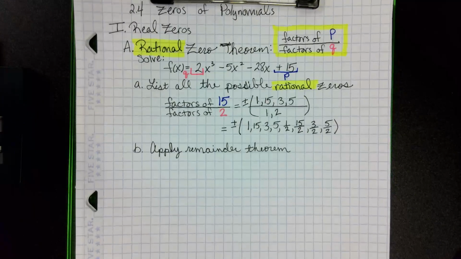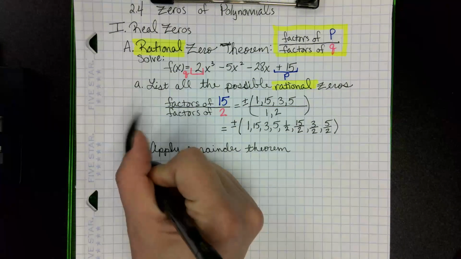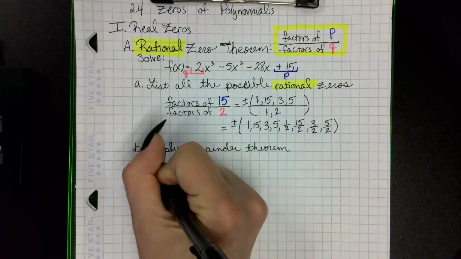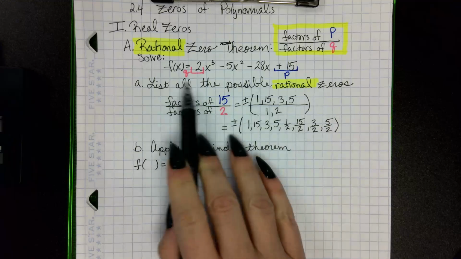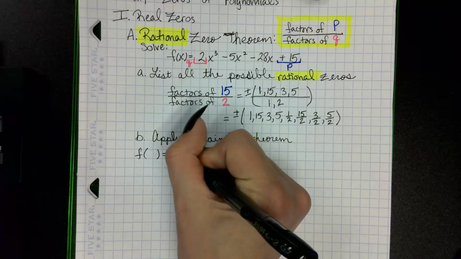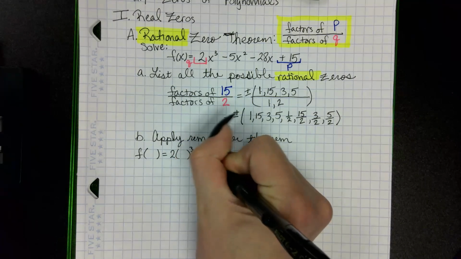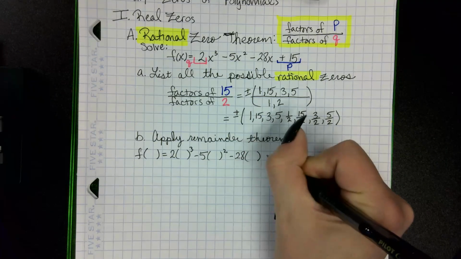To find one that is a zero, we're going to use the remainder theorem. If we evaluate the function at that number and it equals 0, then it's a zero. If it equals anything else, then it's not a zero. I'm going to write it out all the way this time. Again, because this is notes, you don't have to write out the whole function every time. I'm just doing f of blank equals, and I'm going to put blanks everywhere there's an x: 2 blank to the third minus 5 blank squared minus 28 blank plus 15.